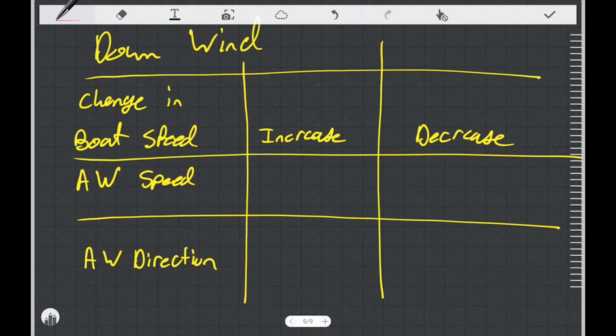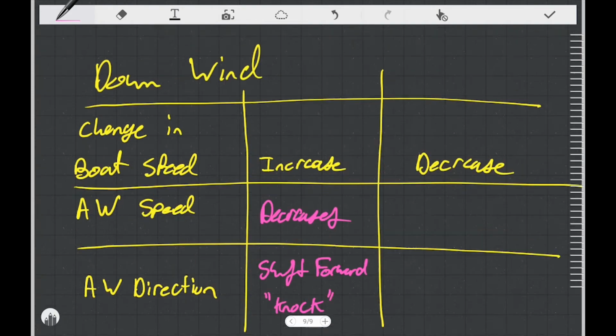We're headed downwind, and we do something that makes our boat speed increase. Maybe we pop up on a wave and surf. What happens to our apparent wind speed? Well, we just saw something interesting. We saw that it actually decreases, and that's because the vectors are adding in a direction that cancels each other out. Now, what else did we see? Well, we saw in the apparent wind direction that we got knocked when we increased the boat speed. So that's a shift forward, or a knock.